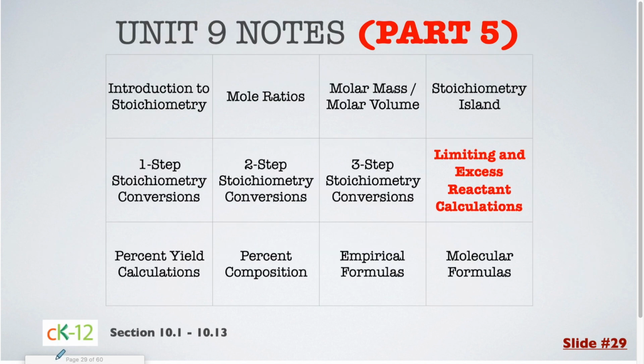That concludes part 4 of the Unit 9 notes. Hopefully you wrote out all of those examples and you'll be able to use them as a template when you are working through the practice assignment on Khan Academy. In part 5 of our notes, we are going to be looking at limiting and excess reactant calculations.